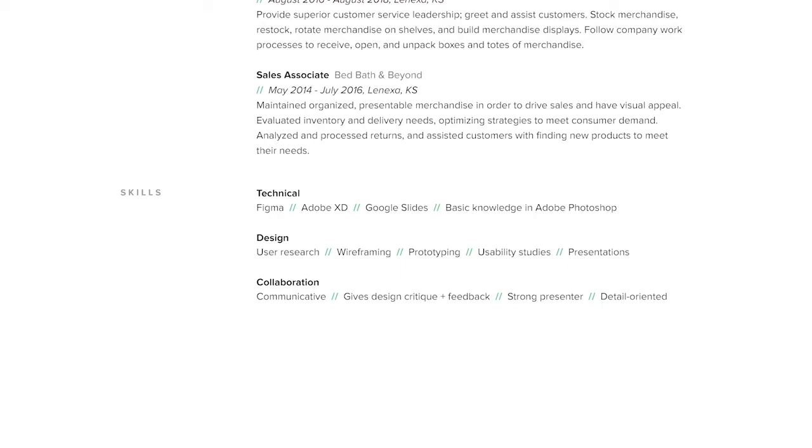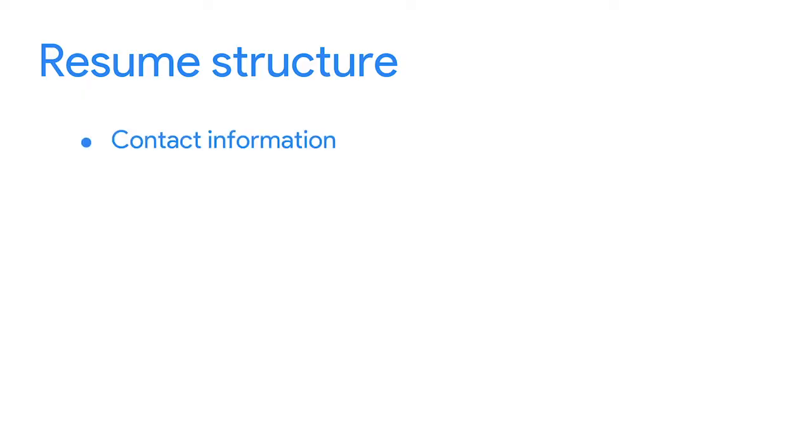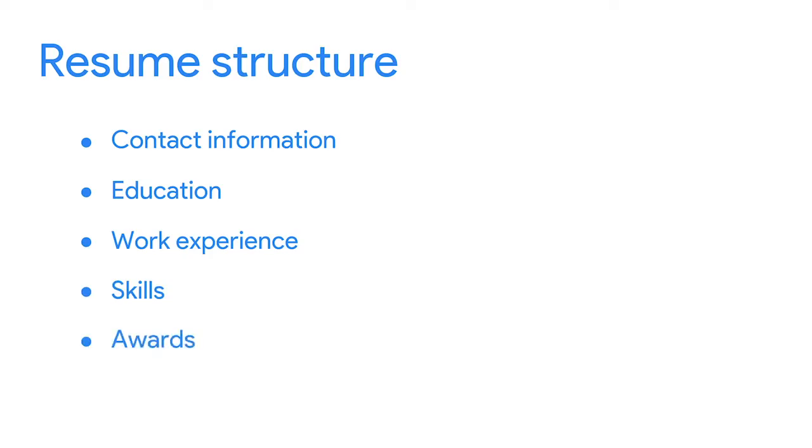Your resume can follow a similar structure to this example, including your contact information, education, work experience, and skills. Sometimes, other information, like awards or interests, are included, but those aren't required. The amount of information to include and the length of the resume can vary depending on the experience of the person applying.